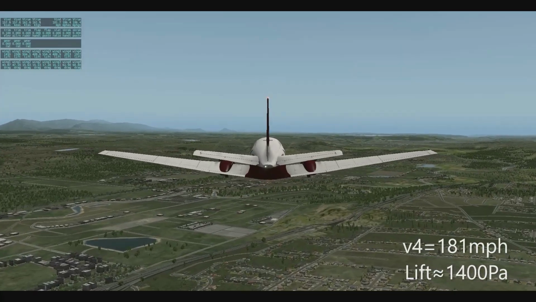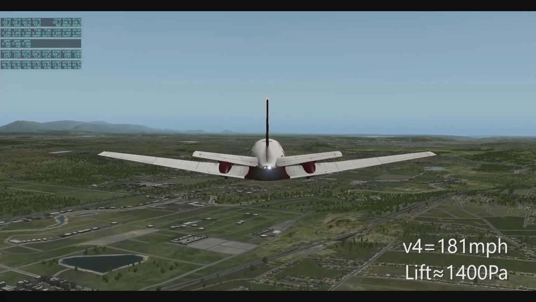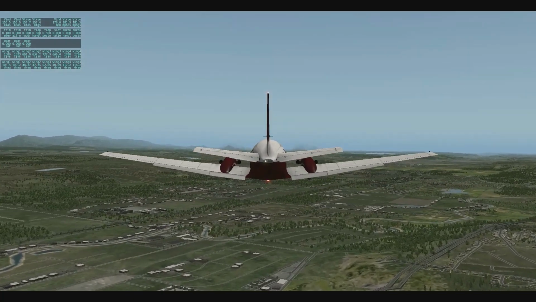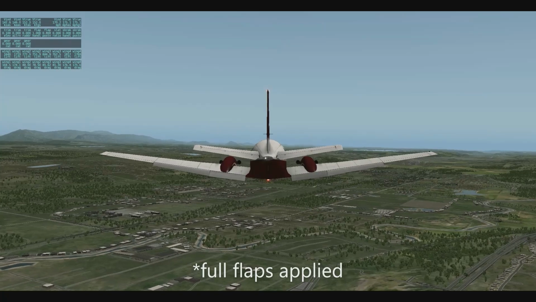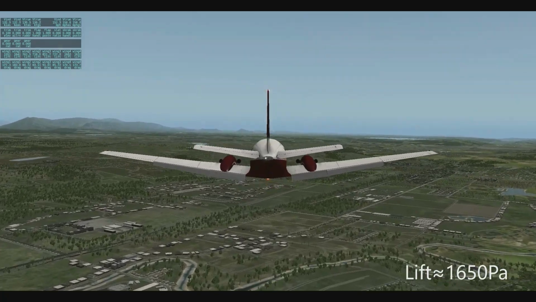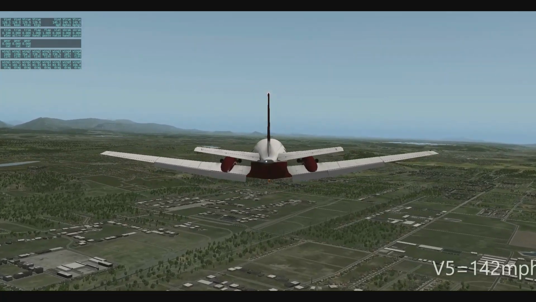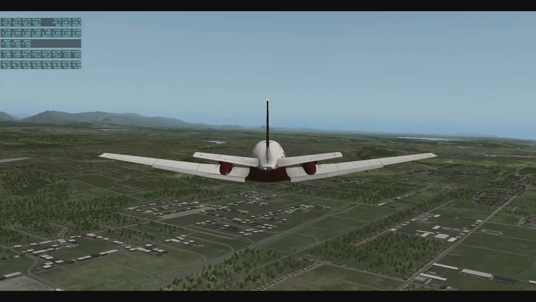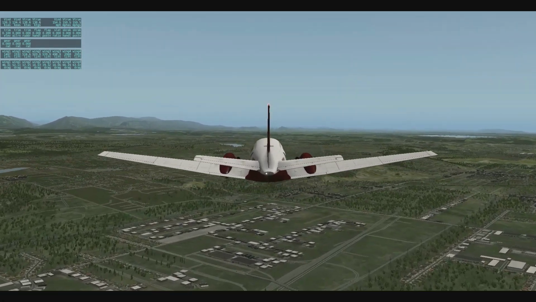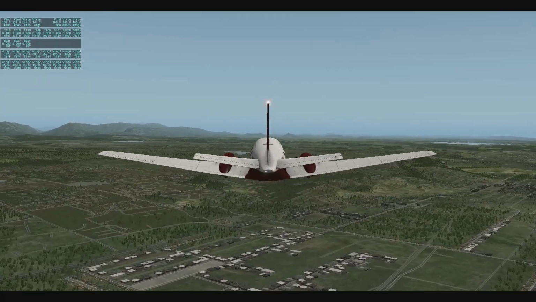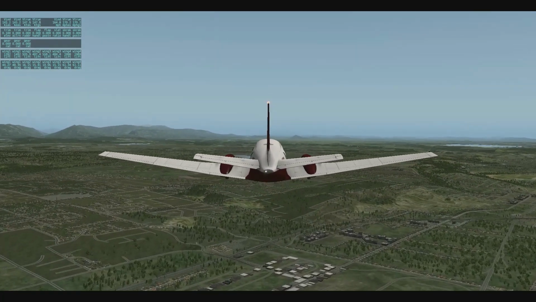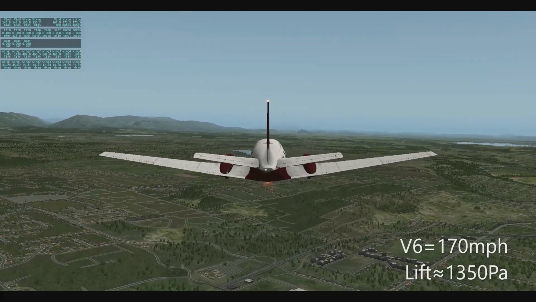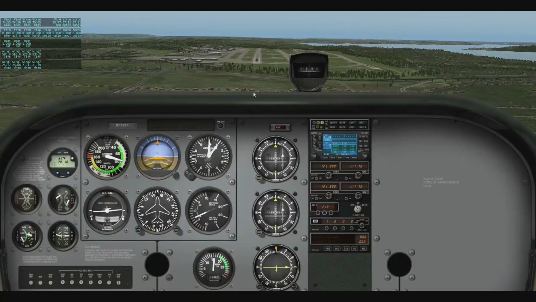Now we get a lift of 1400 pascals on the left wing with flaps retracted, and as I put down the flaps we can see the lift rising over 1600 and the speed again decreasing below 150 miles per hour. With flaps retracted, the airspeed is rising again because of reduced drag and the lift is dropping below 1400 pascals. Now let's try to land.